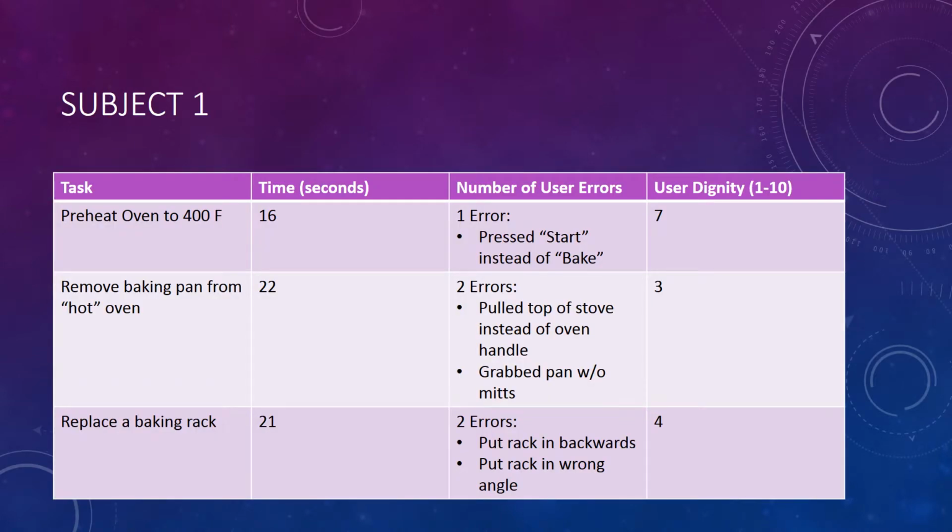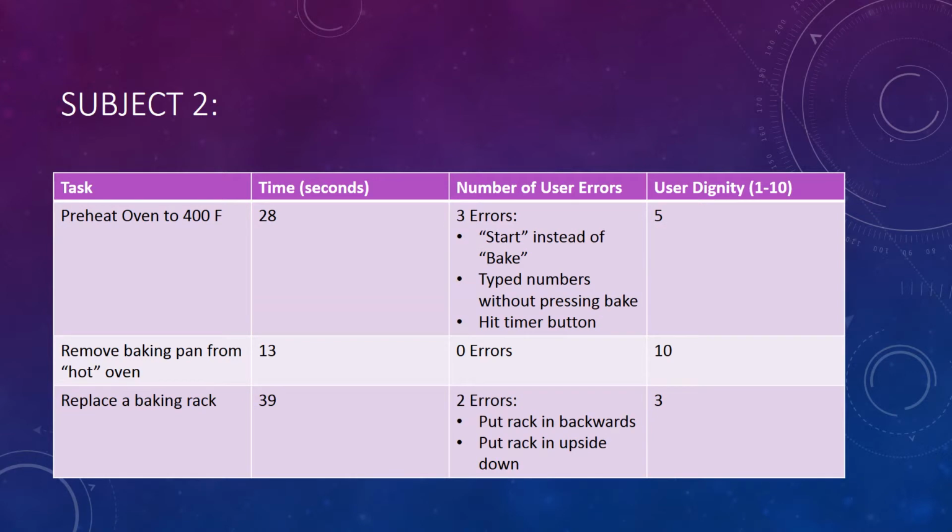The first subject for the test took around 15 to 20 seconds on average for all the tasks and made around 2 errors for each task, but specifically he gave a user dignity rating of 7 for preheating the oven, a rating of 3 for removing the baking pan from the hot oven, and a rating of 4 for replacing a baking rack.